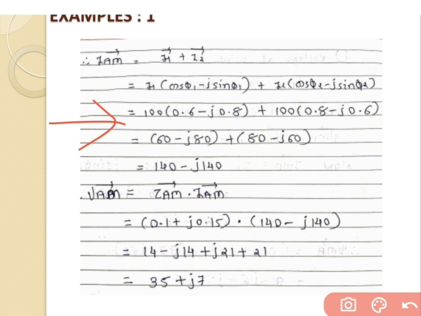Then go for the equation Vam is equal to Zam into Iam. So Zam is equal to 0.1 plus j15, in the another bracket 140 minus j 140. So try to solve the equation. We can get the answer, 14 minus j 14 plus j 21 plus 21, that is equal to 35 plus j7, that is the answer for the Vam.